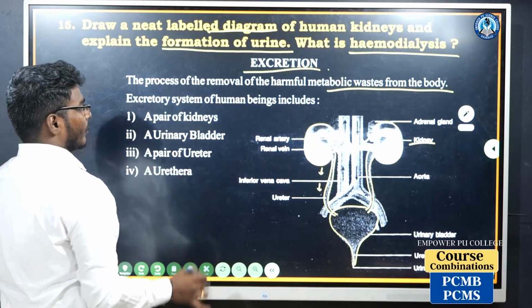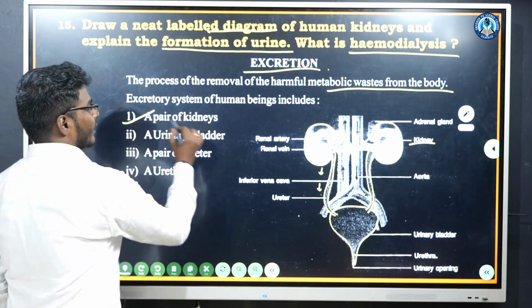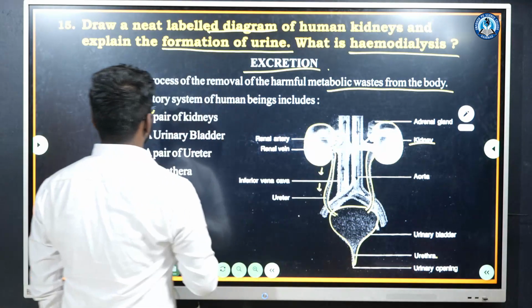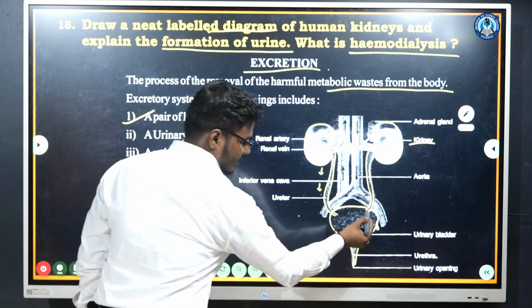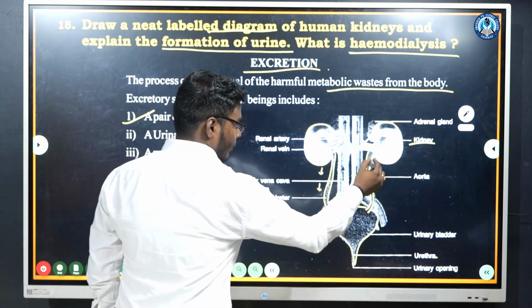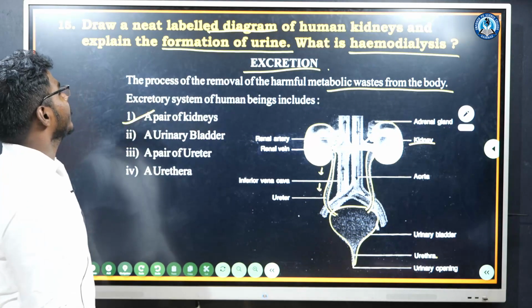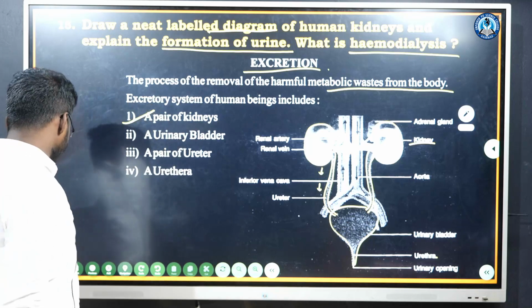So what are the four important parts of the human excretory system? It is a pair of kidneys, 1, 2, then the urinary bladder, a pair of ureters, 1, 2, then a urethra. Okay, so the next question is, explain the formation of urine.